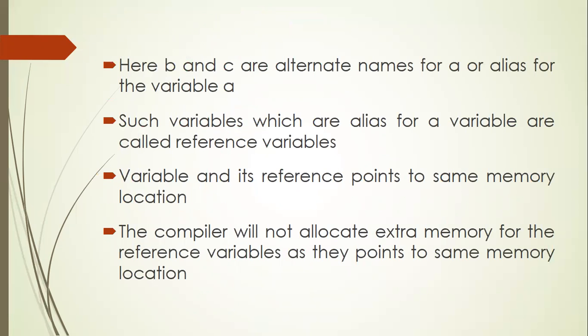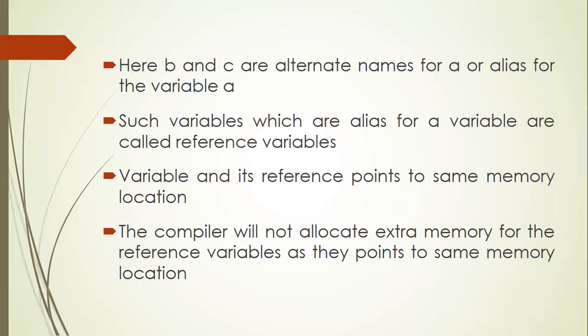Here, B and C are nothing but alternate names for A, also called an alias for A. Alias means a different name. The memory location which is identified with the name A can now be called by some other name. The alternate name we call an alias. Such variables, which are aliases for the original variable, are called reference variables.